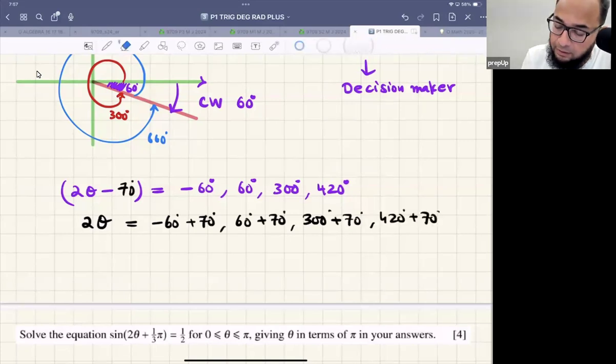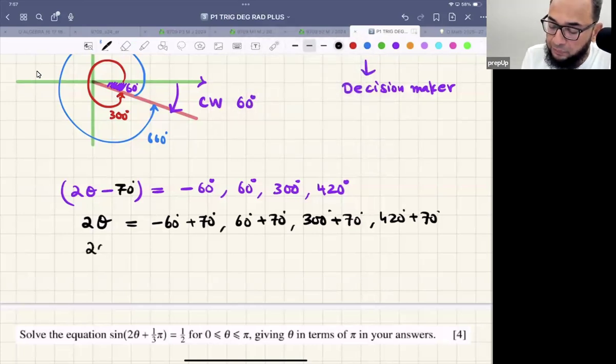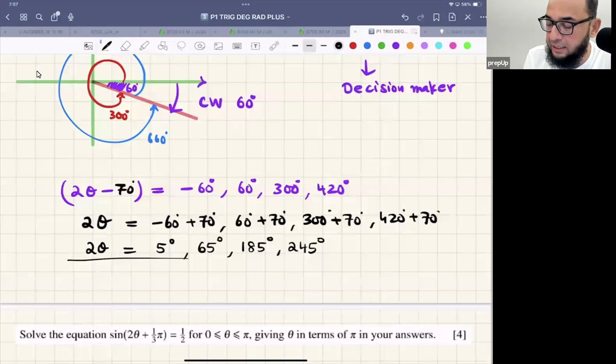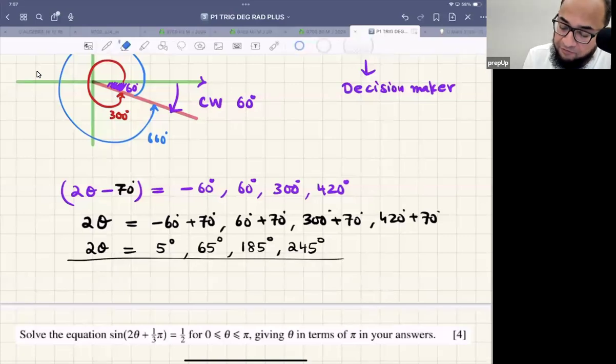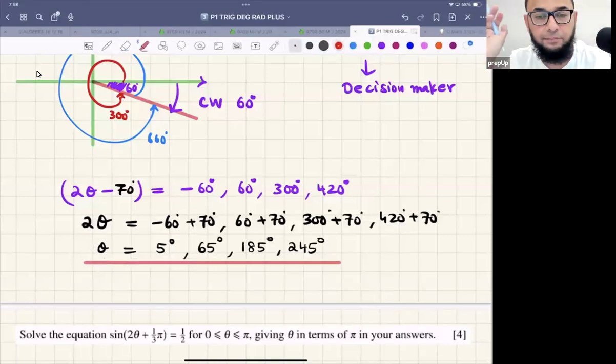Let me just write it properly over here. So this is 70 degrees. And let me make it thinner. So therefore 2 theta is equals to 10 over 2, which is 5 degrees. 130 over 2, this is 65 degrees. 370 over 2, which is 185 degrees. And 490 over 2, which is 245 degrees. So these are the answers that we are getting. So these are theta. I have made theta the subject, and that's how the final answers are obtained.